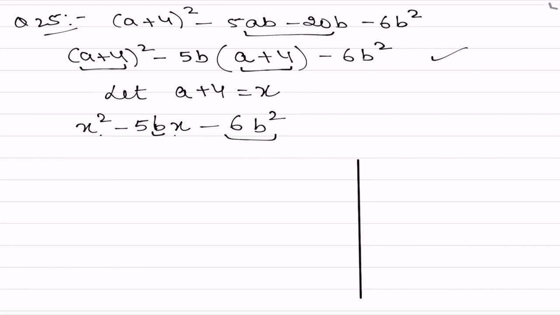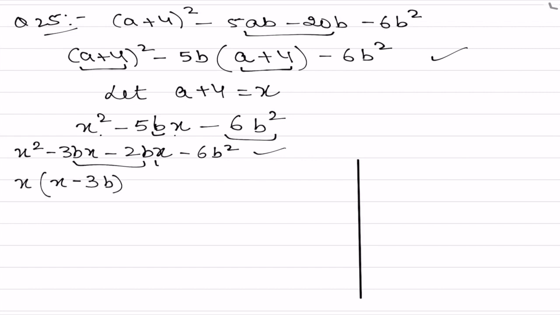So which factors will give you the correct answer? If I take x square minus 3bx minus 2bx minus 6b square, x is common in the first two. So what is left? x minus 3b. In the next two, what is common? Minus 2b. So what is left? x plus 3b.